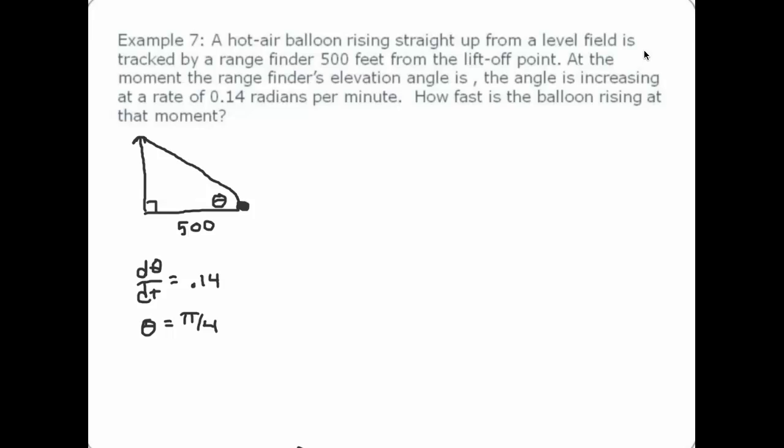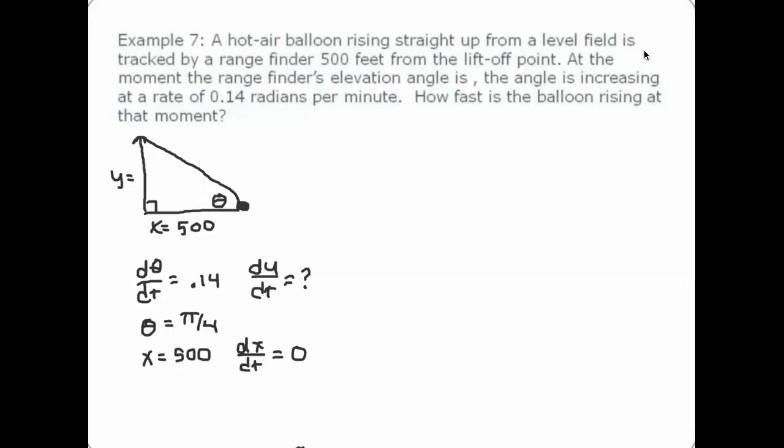So it says, how fast is the balloon rising? So if 500 is kind of like my x, this is my y, the distance between the rangefinder and the balloon's liftoff point is never changing, so dx dt is 0. In this instance, we're looking for dy dt, because we want to know how fast is that balloon rising.